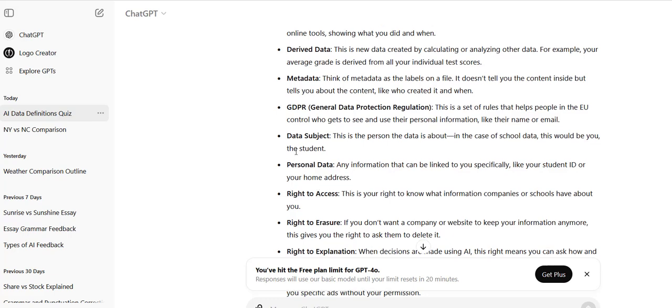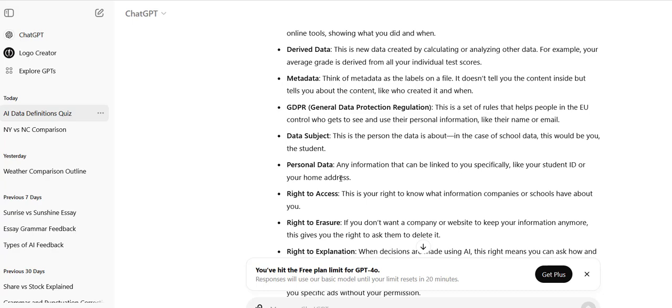And then what is a data subject? This is the person the data is about. In the case of school data, this could be you or the student. So if I got a great report card about John Smith, that's a data subject. Personal data is any information that's linked to you specifically, like your student ID or your home address. ChatGPT easily gives you examples that relate to your life, so that you understand what personal data means, what metadata is, and what derived data is.